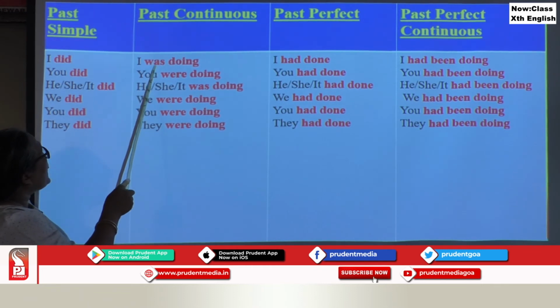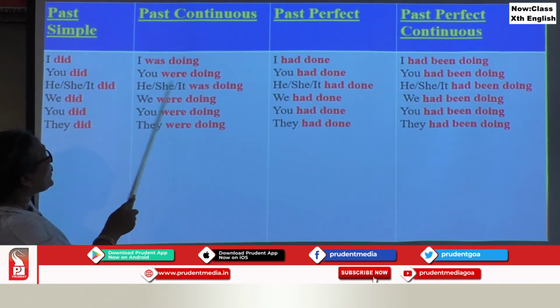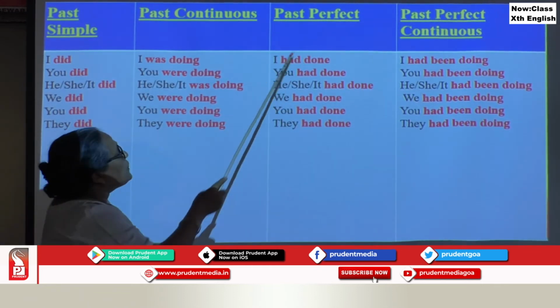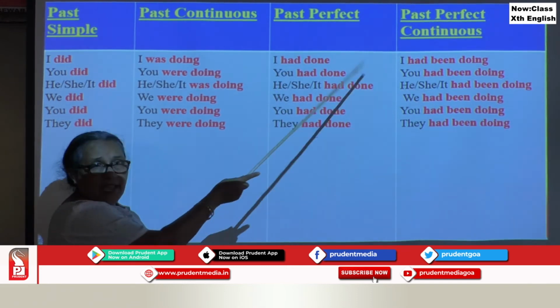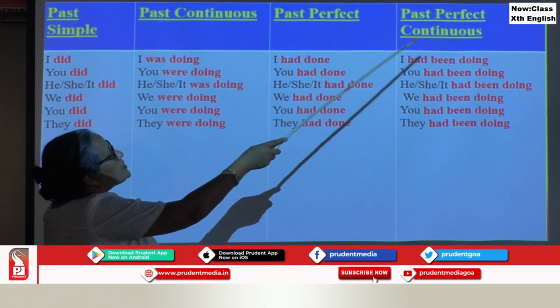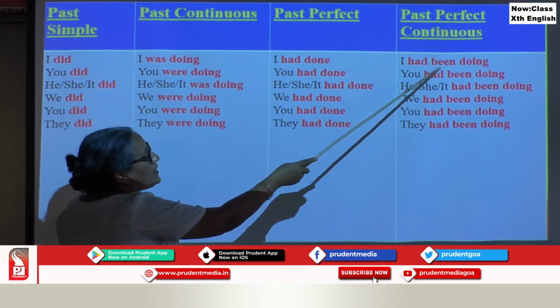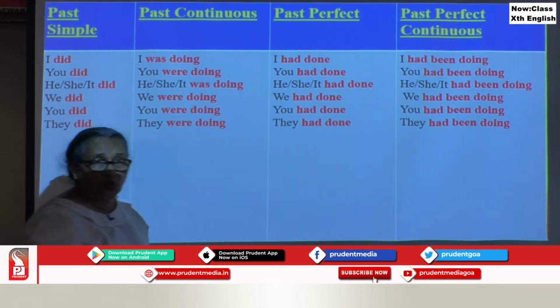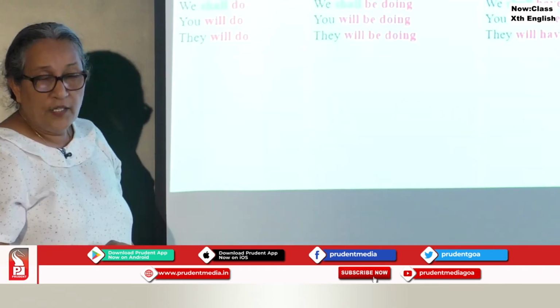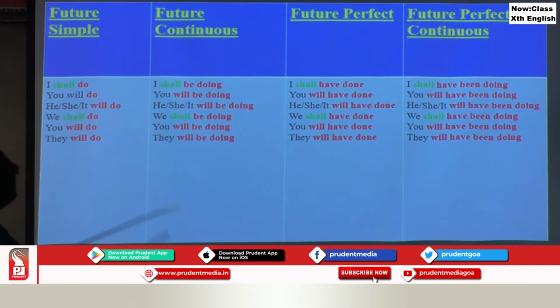Past continuous, am will change to was, I was doing, you were doing. Past perfect, instead of have will be I had done. Past perfect continuous will be, past perfect of verb to be is I had been. So I had been doing, and there it goes. In the case of future, we've already learned it is I shall do, you will do, he, she, it will do, we shall do, you will do, they will do.